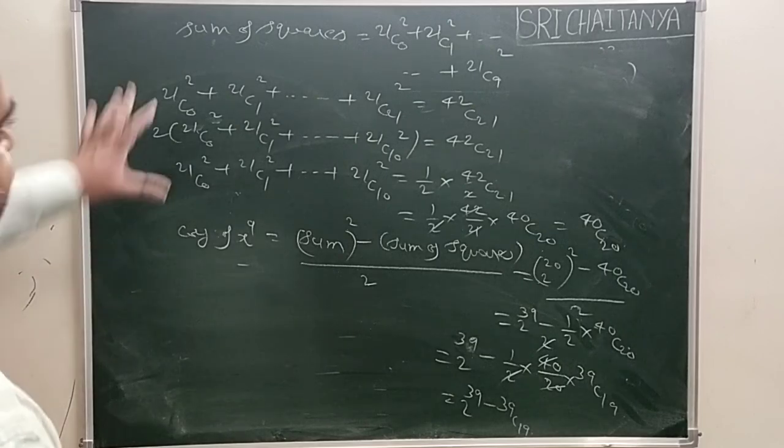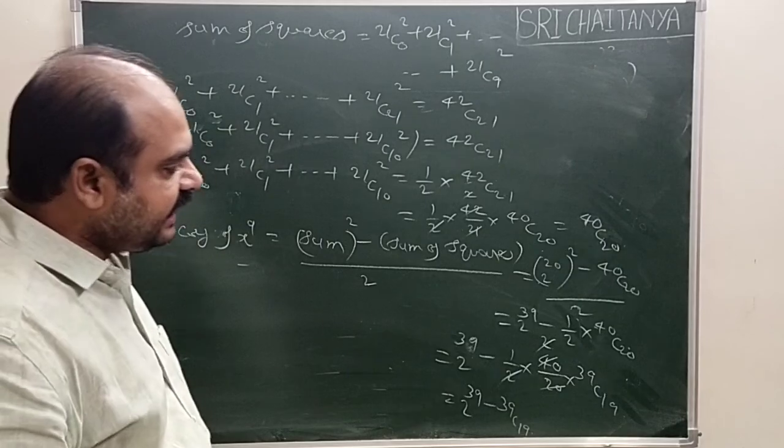Okay. So like that, product of binomial coefficients taken 2 at a time.